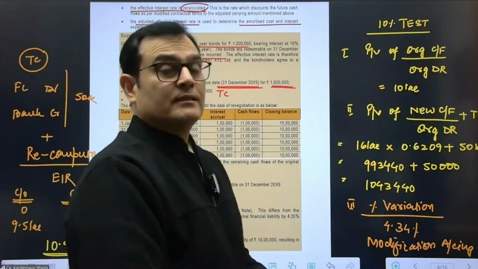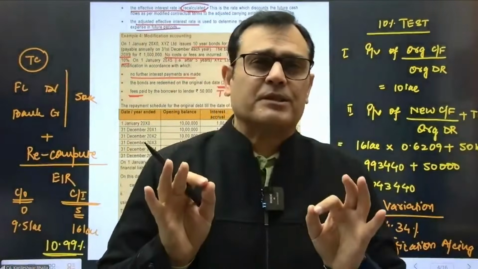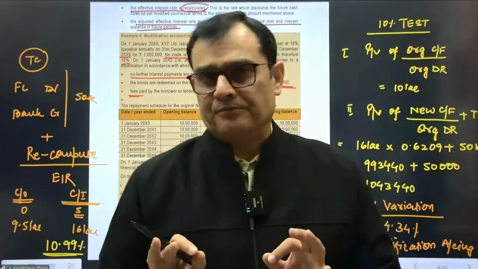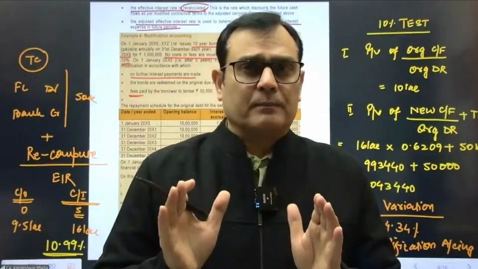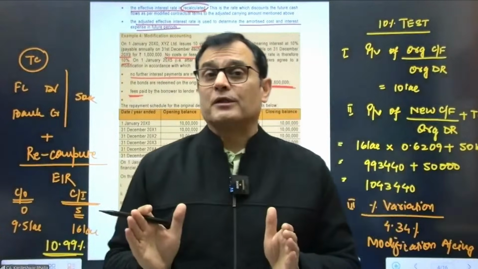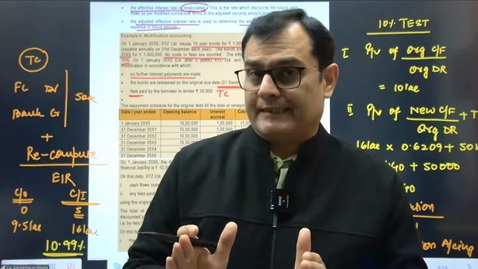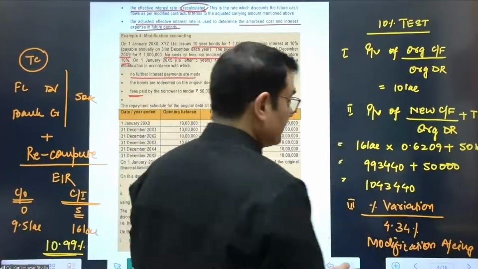So this gives us one alternative accounting treatment. Let me just summarize the inputs to you. Once you've conducted a 10% test, it leads to only 2 kinds of accounting for a financial liability, unlike the 3 kinds of accounting for a financial asset. So let me just pen this down.